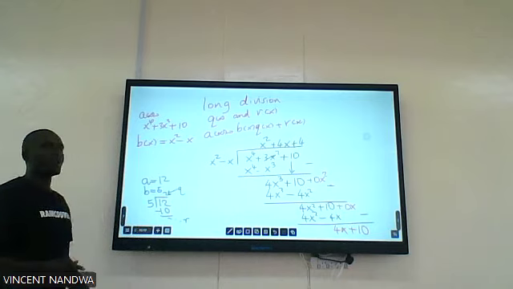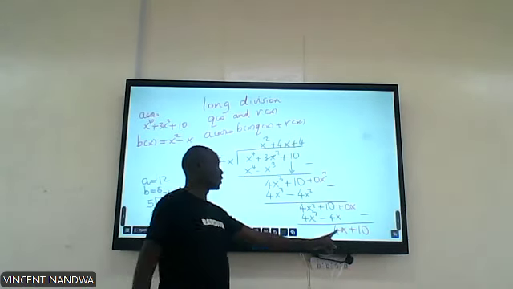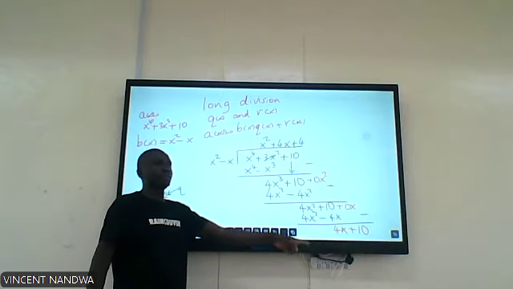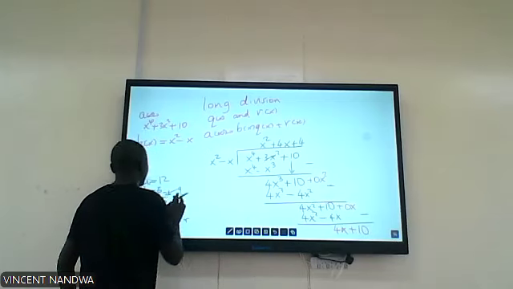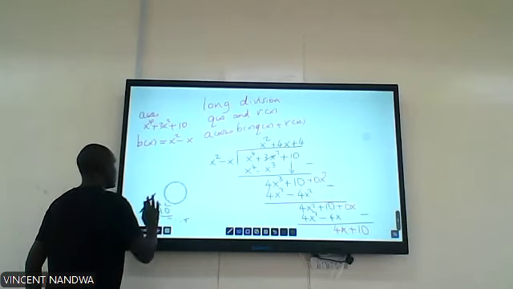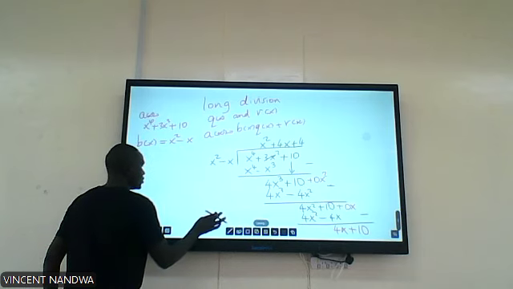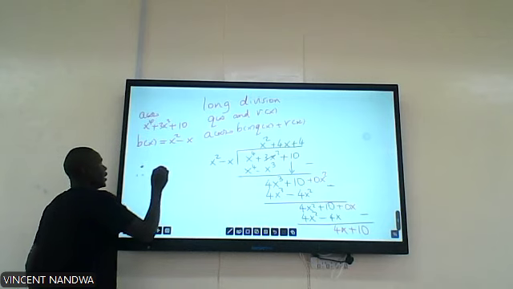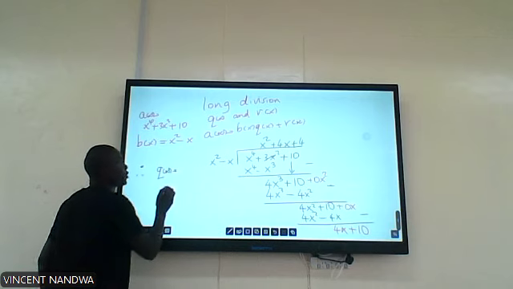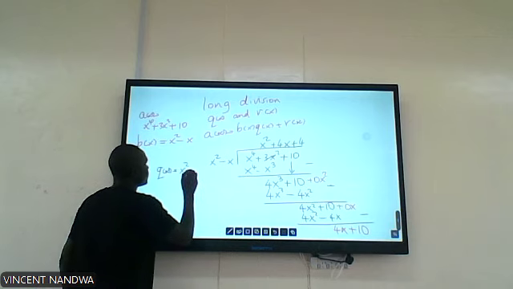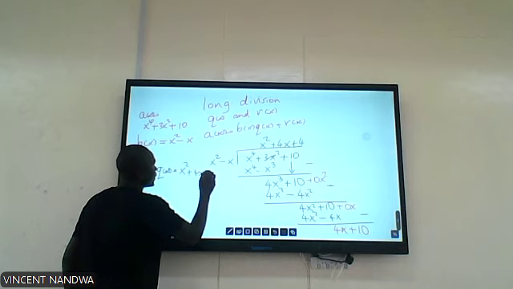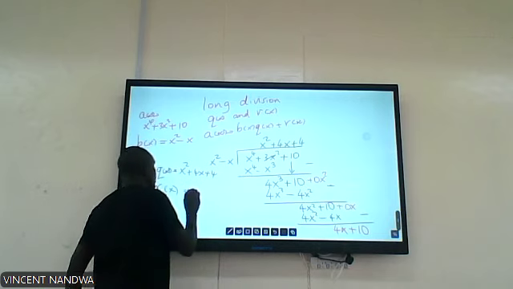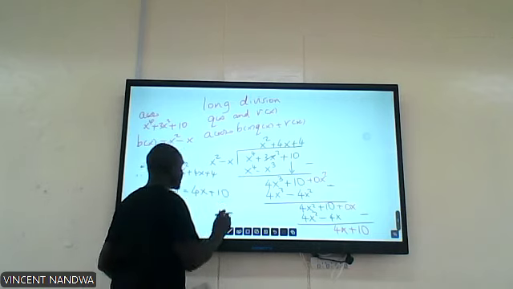So what governs our stopping point is the degree of the remainder. So what is the degree of this polynomial? 1. This is 2. So this is less than this, okay? So then you stop. So therefore, Q of x will be given by x squared plus 4x plus 4, and R of x will be given by this polynomial here, 4x plus 10.